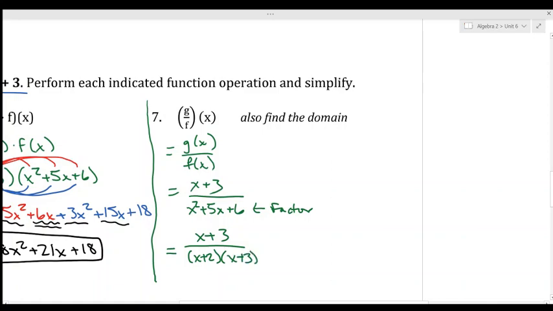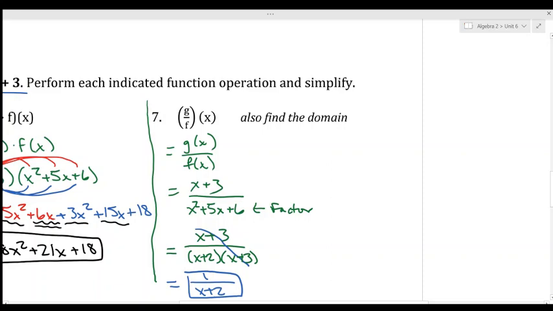Now we look to see if we have something on the top that we also have on the bottom. And in this case, we do. We have an x plus 3 on the top and on the bottom, so they cancel out. And this leaves us with 1 over x plus 2 as our answer. But we're not done because they also ask us to find the domain.